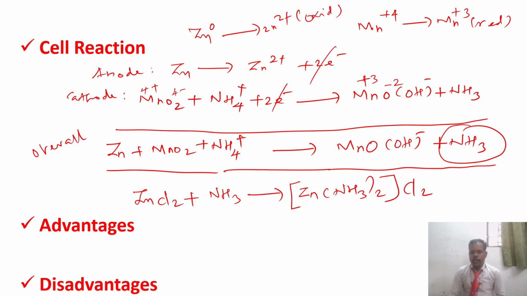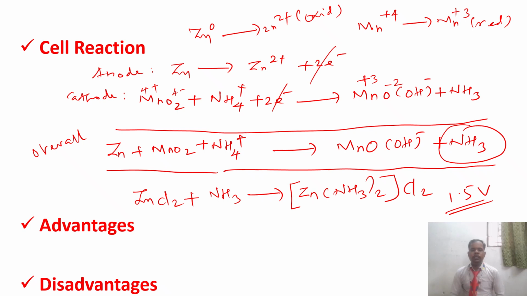The voltage of the dry cell is about 1.5 volt. So what are the advantages? These batteries may be used in clocks, toys, and some torch lights, like that.